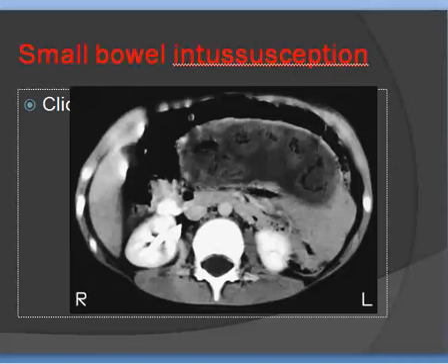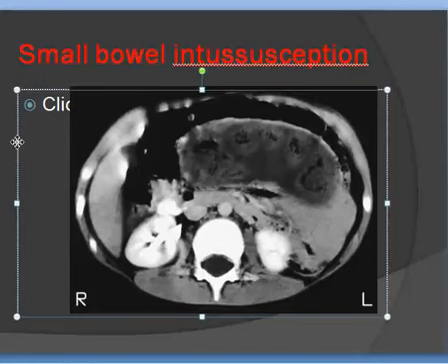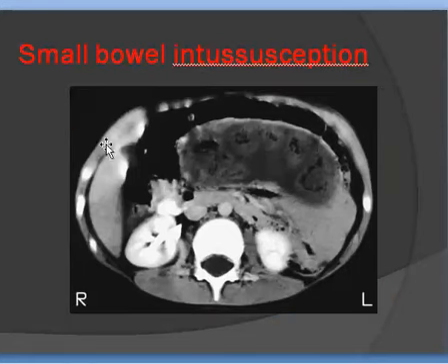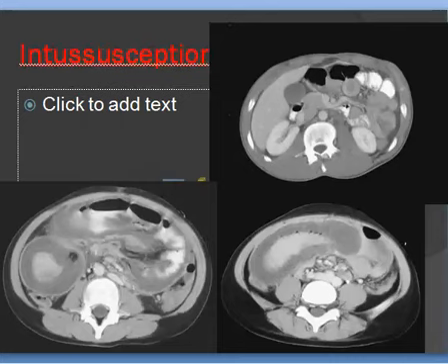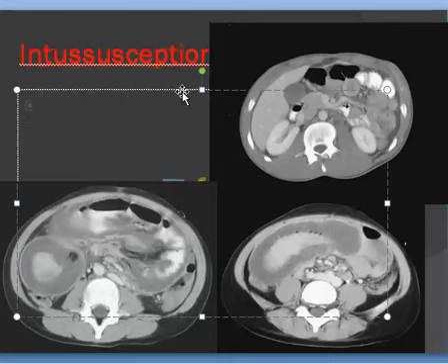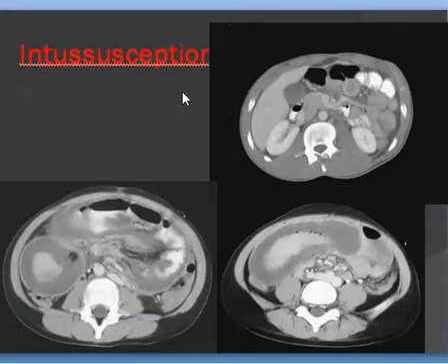This is intussusception, where a loop is going inside another loop. Loops are seen within the colon. Small bowel intussusception. Loops within loops, loops within loops, again loops within loops, and here is the target sign typical of intussusception.